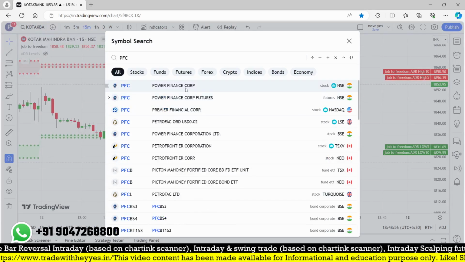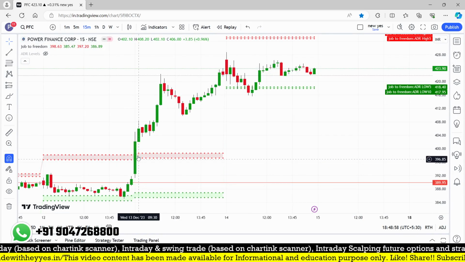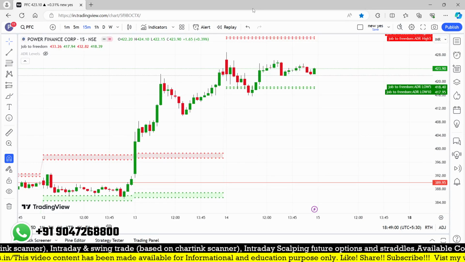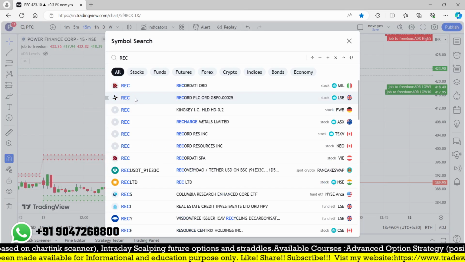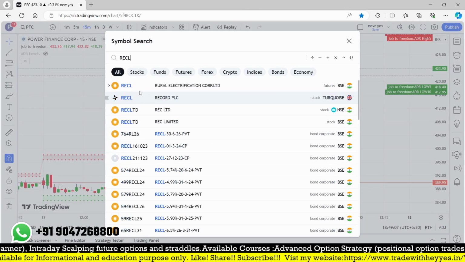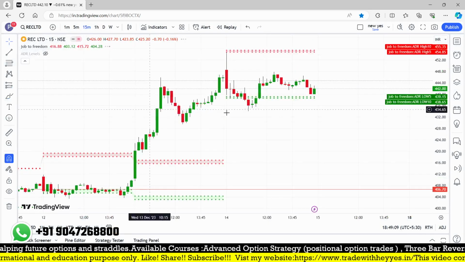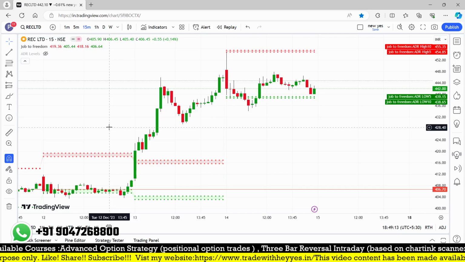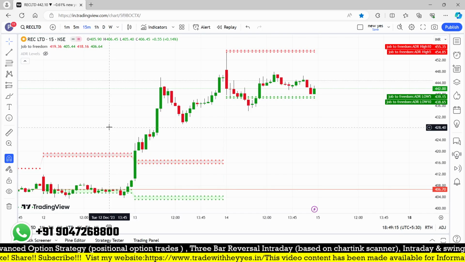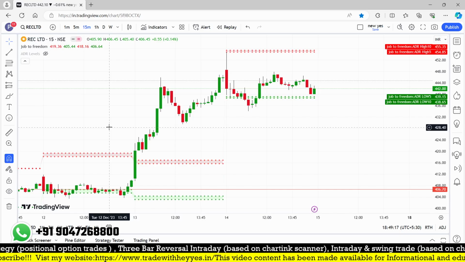Yesterday, I think we missed out on a great opportunity in PFC, the first candle itself, and such a good move. And REC also yesterday. I tried yesterday, but I missed out a lot. REC Ltd yesterday was a first candle breakout. So if you find one or two first candle breakout stocks, that would be a great opportunity.